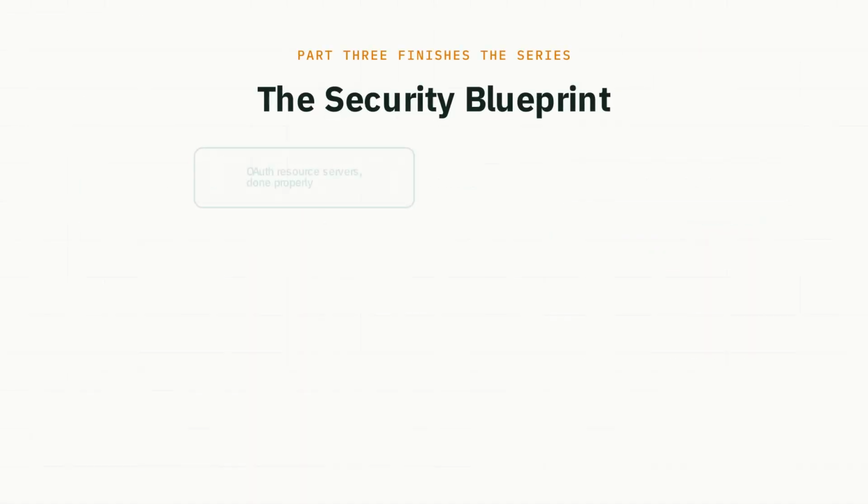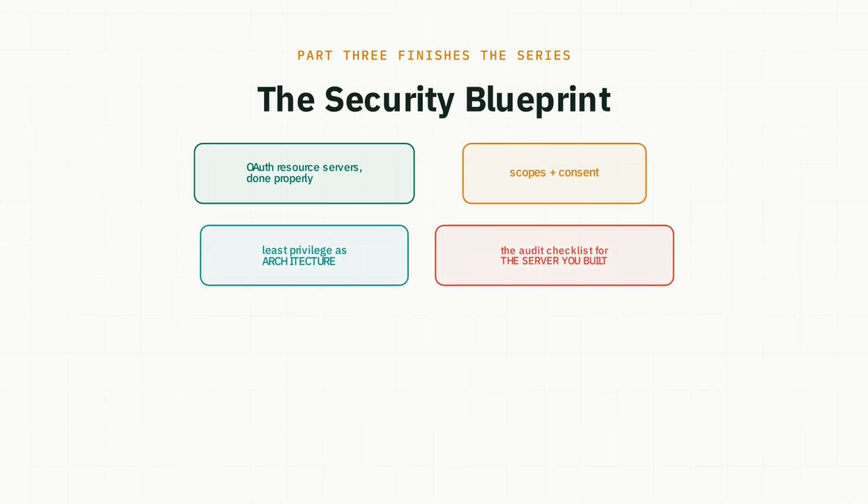Part 3 finishes the series, the security blueprint: auth resource servers done properly, scopes and consent, least privilege as architecture, not aspiration, and the audit checklist for the server you just built.